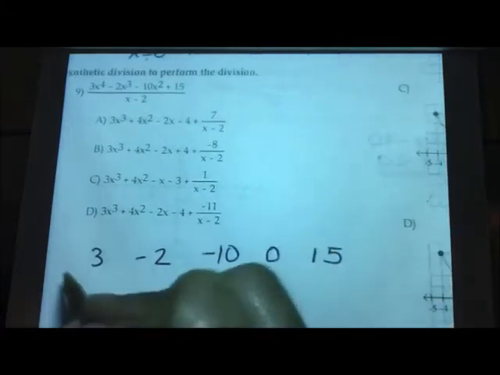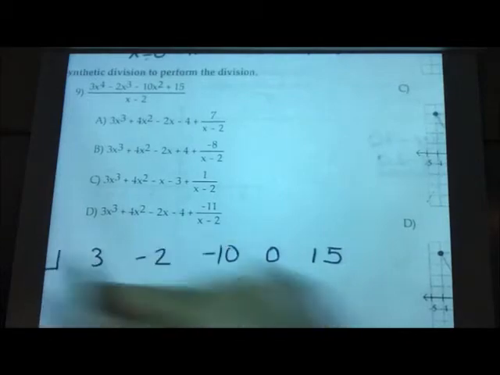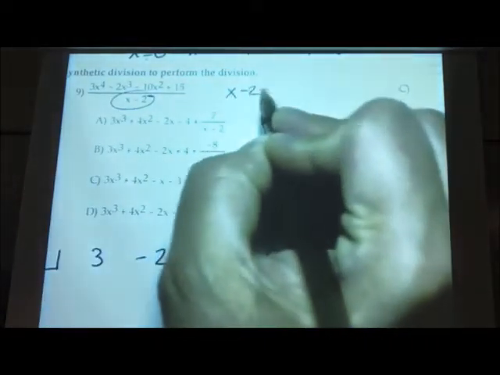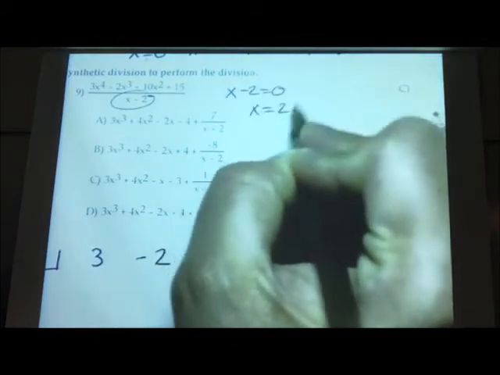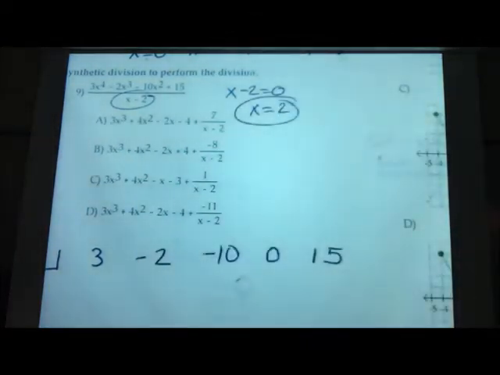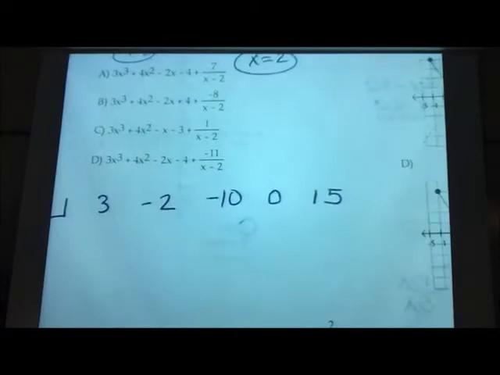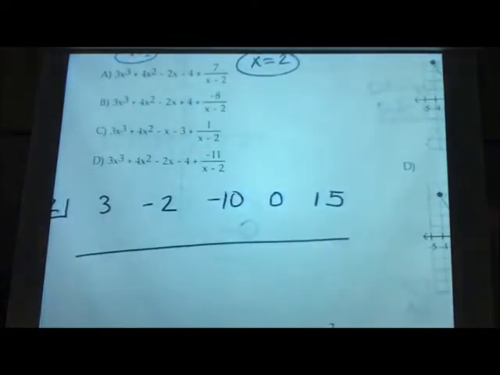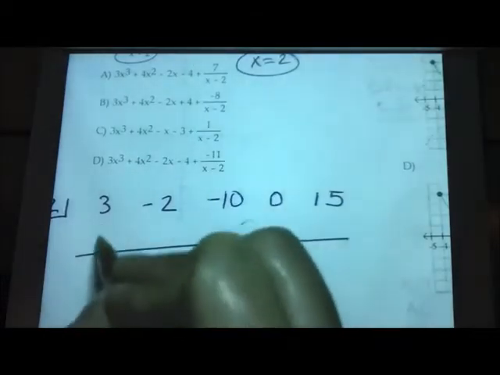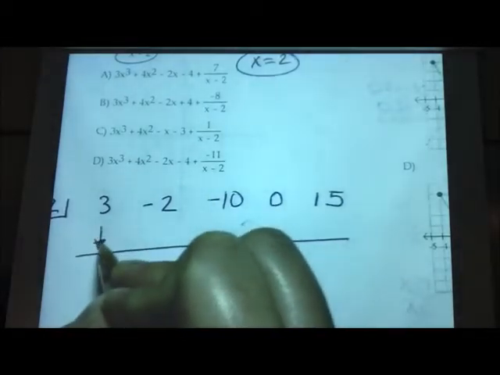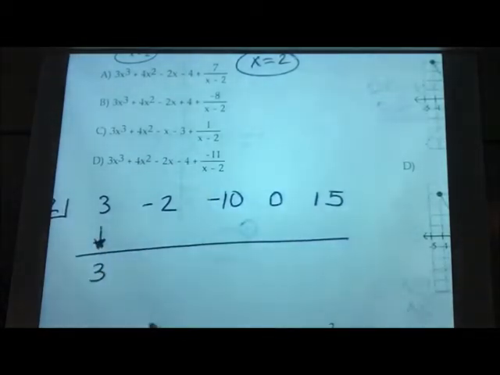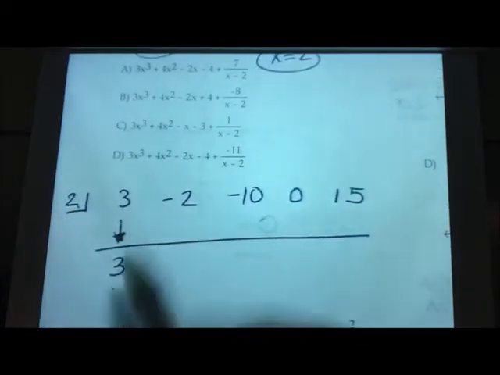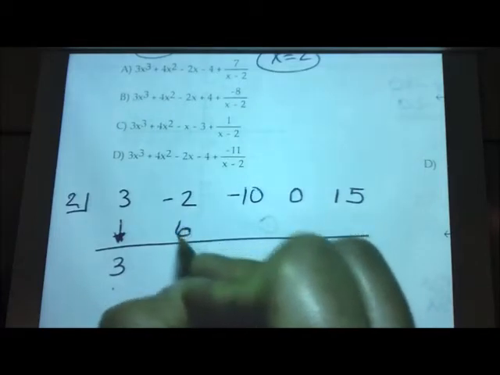Now, what is the number that we're going to use outside? Whatever your divisor is, please remember we set it equal to 0, so I will have to use a 2. I'm going to go ahead and move this up. We're going to put a 2 right there. To do synthetic division, we bring down the first number, which is a 3. We multiply the 2 times the 3, which is a 6.